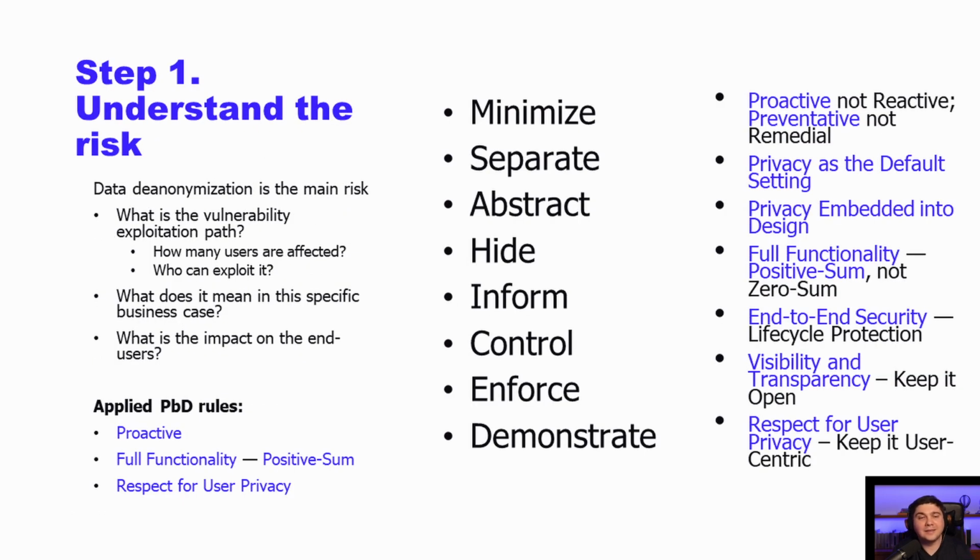Well, as step one, you need to understand the risk. Data de-anonymization is the main risk here. And what you need to ask yourself: what is the vulnerability exploitation path? How many users are affected? Who can exploit it? And if you collect this data, you can also dig deeper, and that's the most important part, into a specific area.